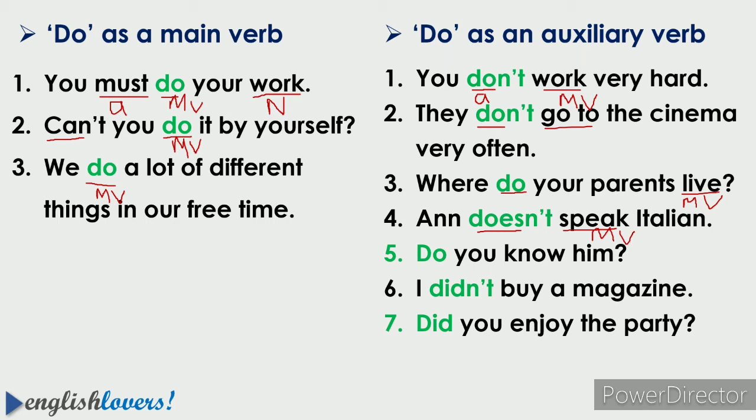Do you know him? So here know is the main verb and the form of do, that is do, functions as auxiliary or helping verb. Now the next sentence is from simple past tense. I didn't buy a magazine. So here did is the past form of do, which functions as an auxiliary or helping verb, and buy is the main verb. Next is, did you enjoy the party? Here also the past form of do, that is did, is used as an auxiliary and the main verb is enjoy. So here in all these examples, do functions as an auxiliary verb or helping verb.